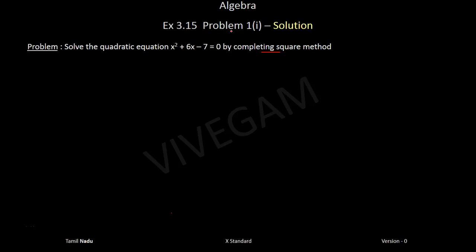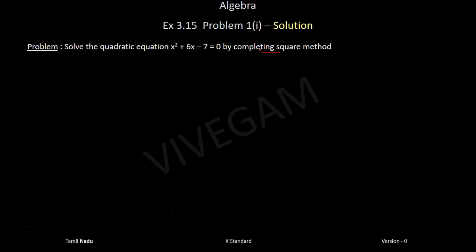Exercise 315, problem 1, division 1. Solve the quadratic equation x square plus 6x minus 7 equal to 0 by completing square method. Okay, we did factorization last time. This time is completing the square method. This is one more method of solving the quadratic equation.